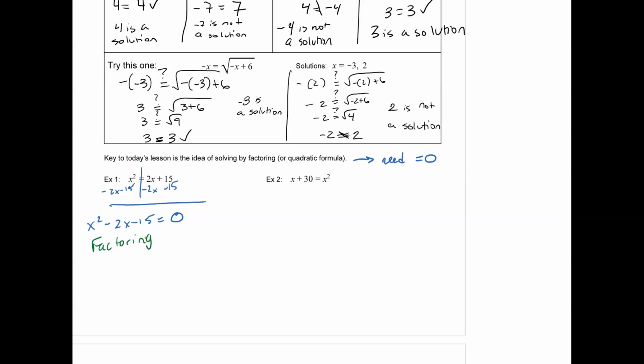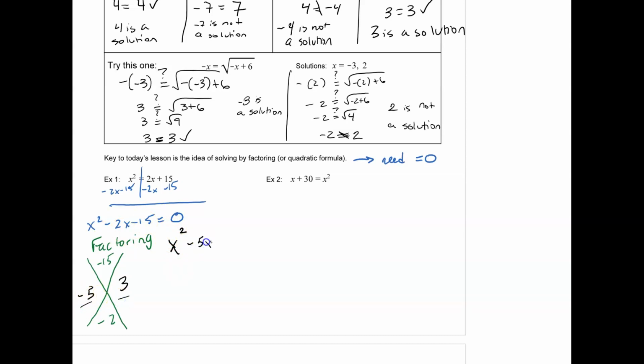So if you remember factoring, we do the a coefficient times our c, which is 1 times negative 15, which is negative 15. We take our b coefficient, which is negative 2, and we ask ourselves, we need two numbers that multiply to negative 15, add to negative 2. And if you give yourself a moment, that is negative 5 and 3. Now, hopefully you remember factoring. I'm going to do it the long way.